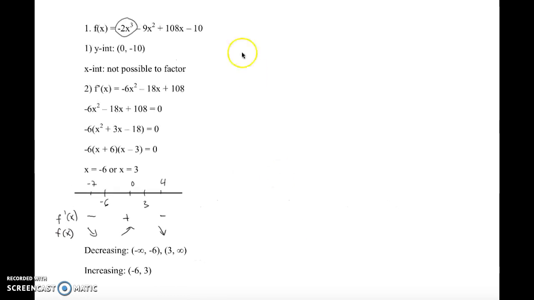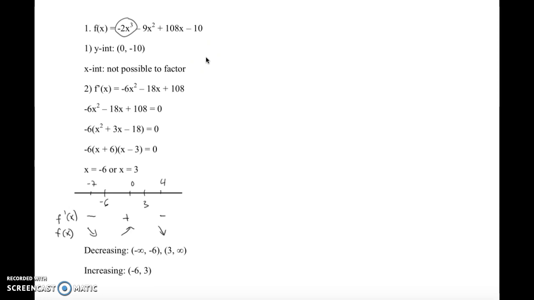So here we have f of x is negative 2x cubed minus 9x squared plus 108x minus 10. Now notice here our leading value is negative, and we want to keep that in mind as we're going through these steps. So we find our y-intercept, set x equal to 0, and we just end up with negative 10. Very easy, it's just a polynomial. And it is a cubic, and this one is not possible to factor, so we're not going to find our x-intercepts in this particular case.